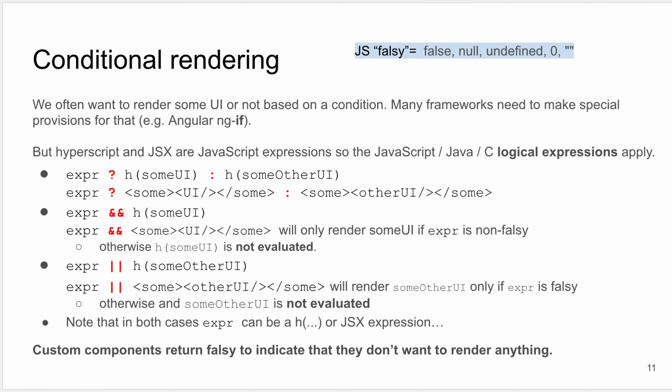Rendering a user interface subtree just some of the times and sometimes not, depending on a condition, is a very frequent task in interaction programming. Since hyperscript and JSX are JavaScript expressions, they can be combined with JavaScript Boolean variables and other expressions using logical operators like this ternary operator here, or and, or. The result of such an expression can be either a hyperscript tree to be rendered, or it can be a false value to indicate that nothing should be rendered.